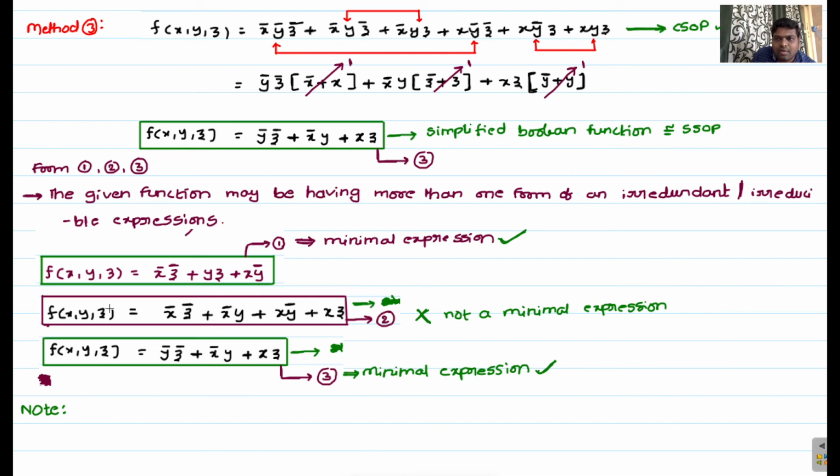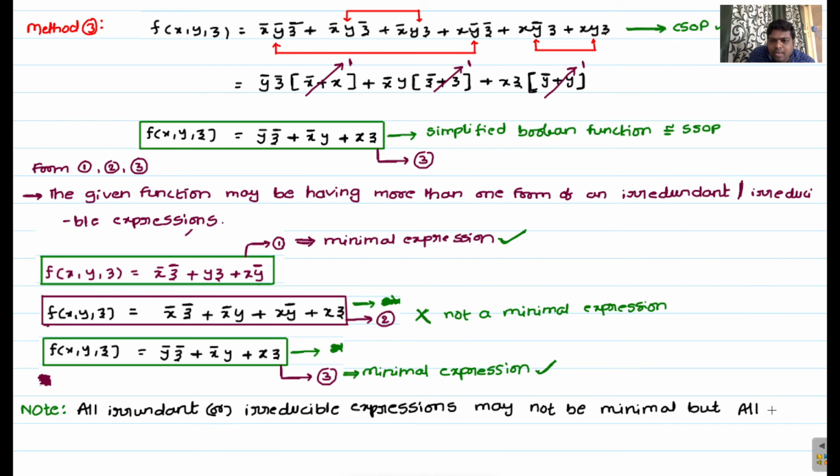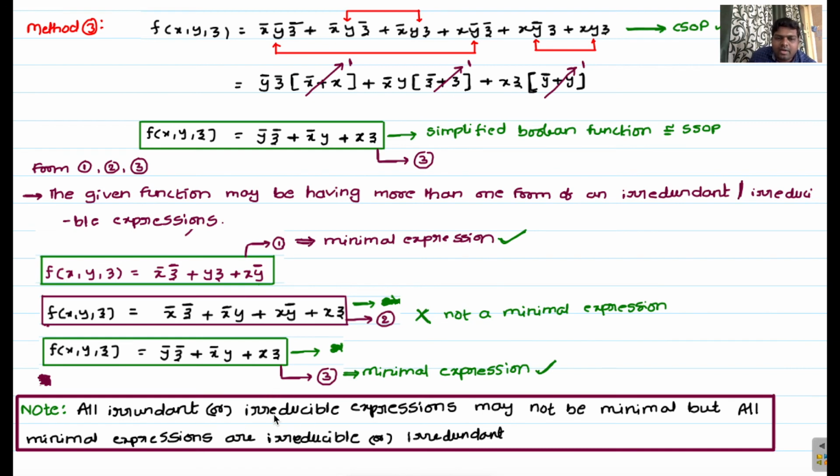From that we can conclude that all irredundant or irreducible expressions may not be minimal, but all minimal expressions are irreducible or irredundant. This is very, very important. If you observe the first one, it is a minimal expression and an irredundant expression. The second expression is an irredundant expression, because we cannot simplify further, but it is not a minimal expression. The third expression is an irredundant expression as well as a minimal expression. All irredundant or irreducible expressions may not be minimal, but all minimal expressions are irreducible or irredundant. The reverse is not possible, right?